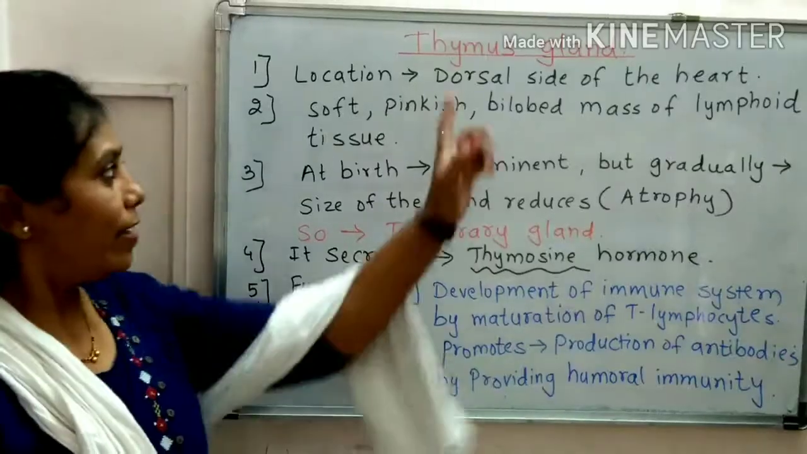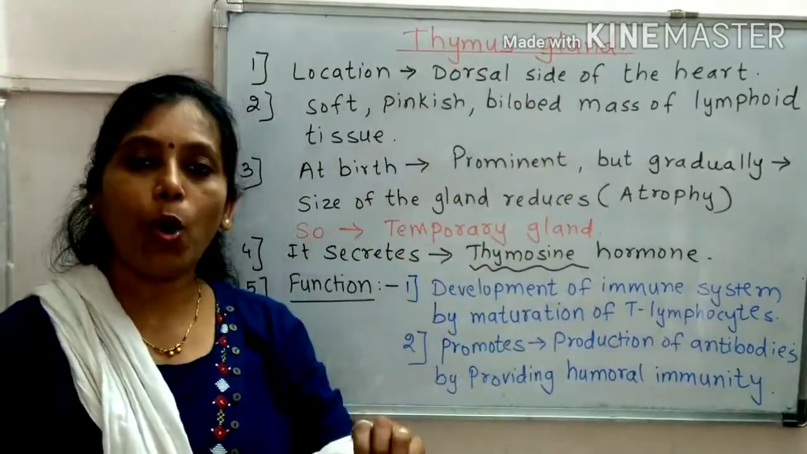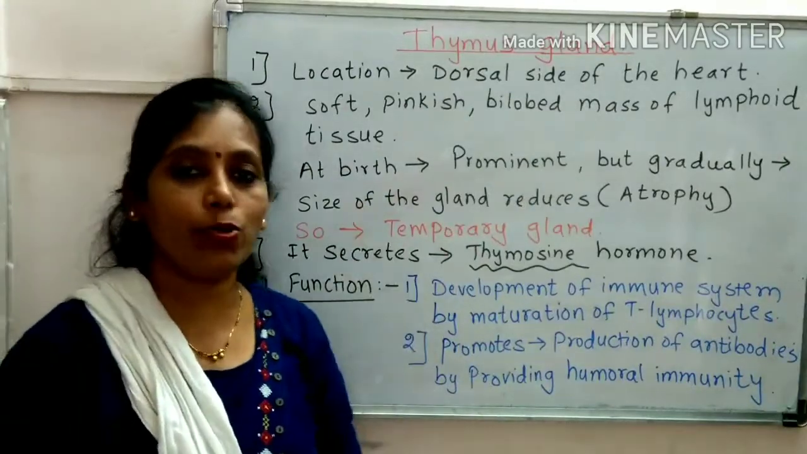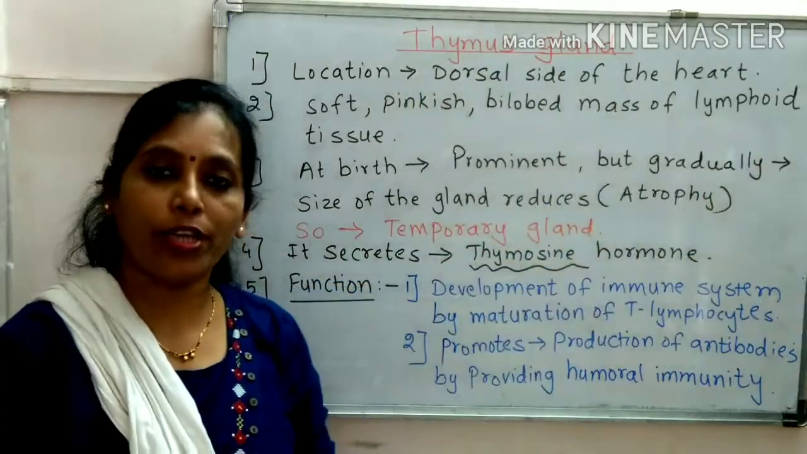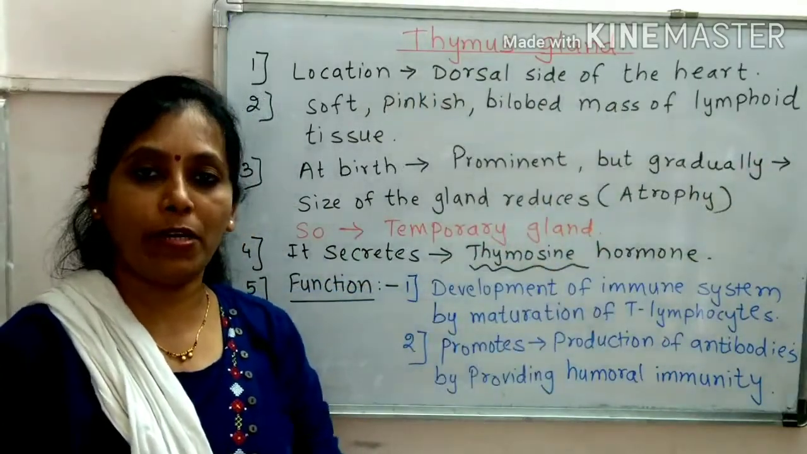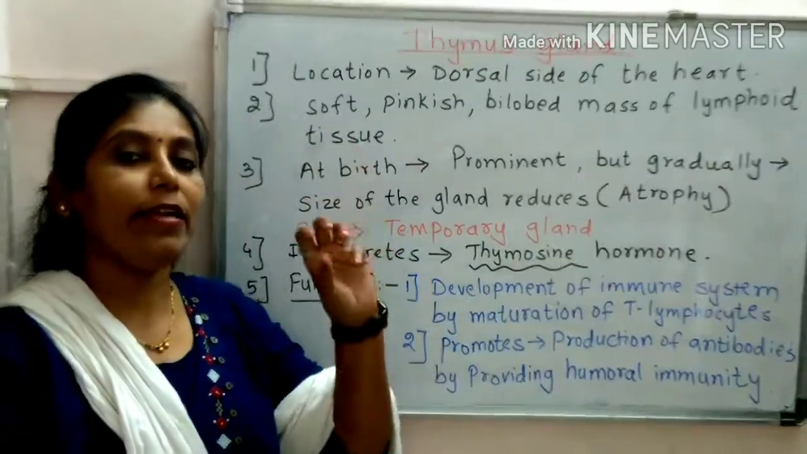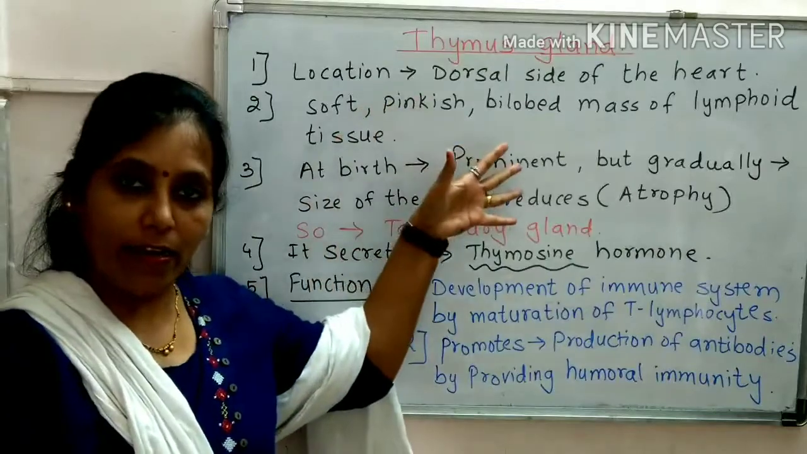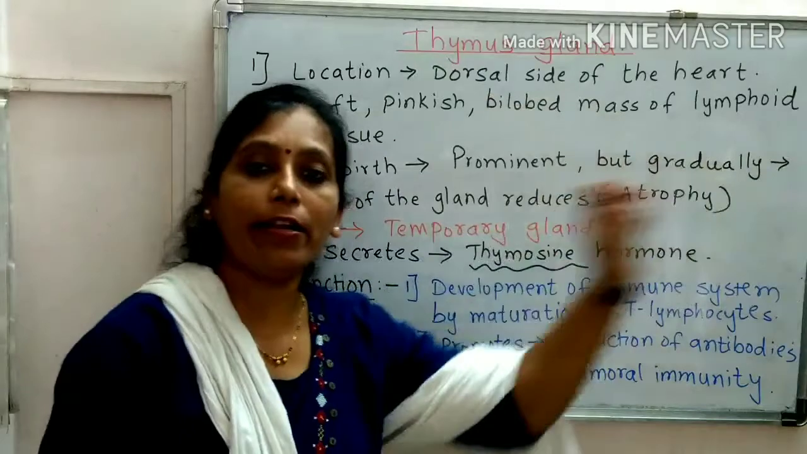We will study the thymus gland. Thymus gland is one of the important endocrine glands. Where exactly is this gland situated? The location is on the dorsal side of the human heart. This gland is a little bit soft, pink in color, a bilobed structure, and it is made up of lymphoid tissue.